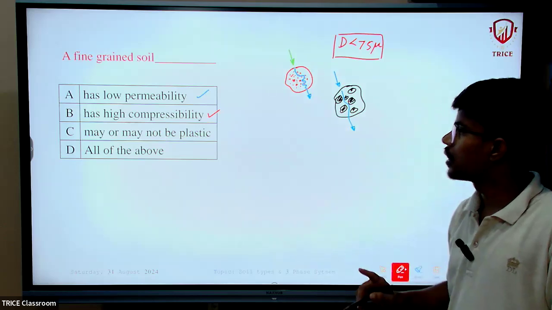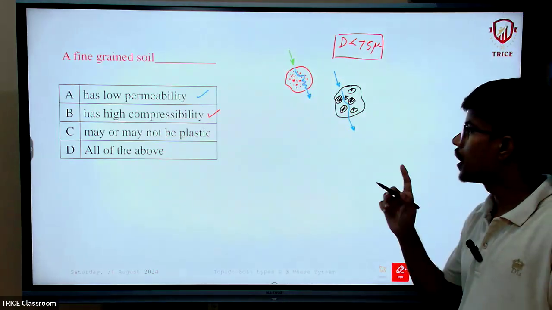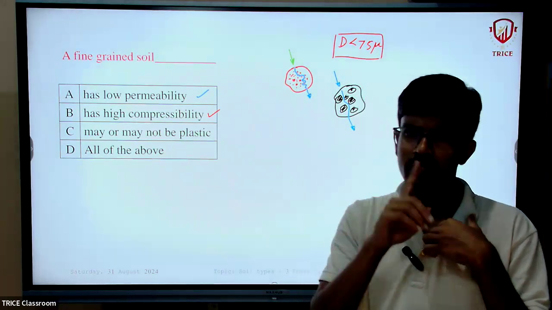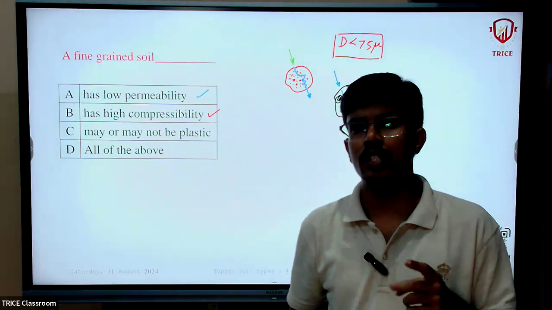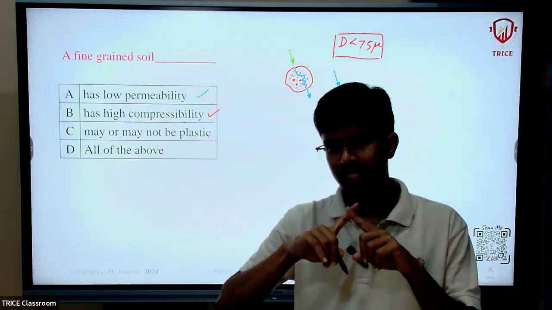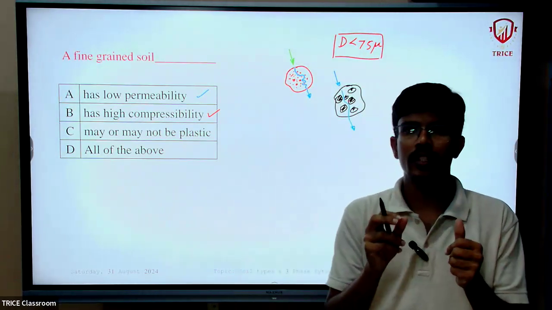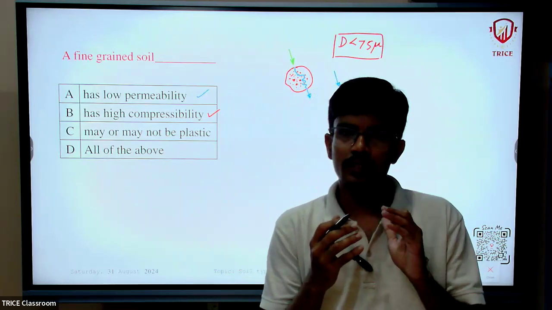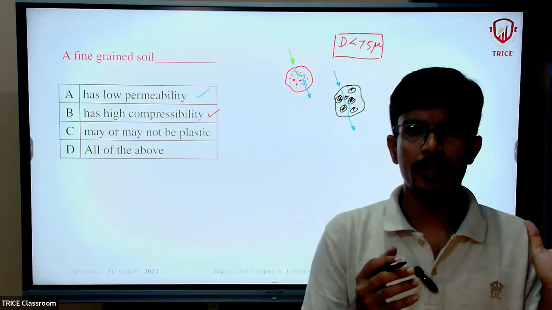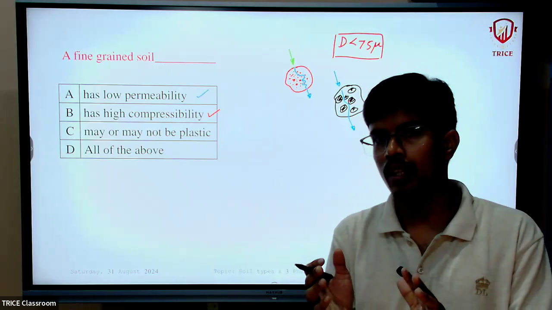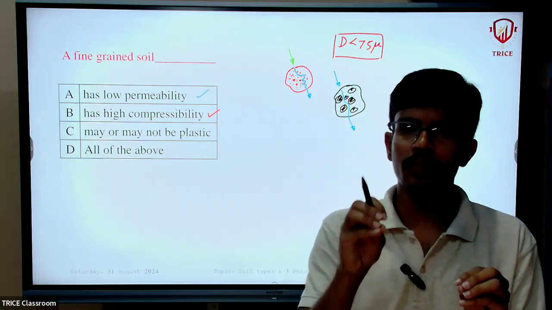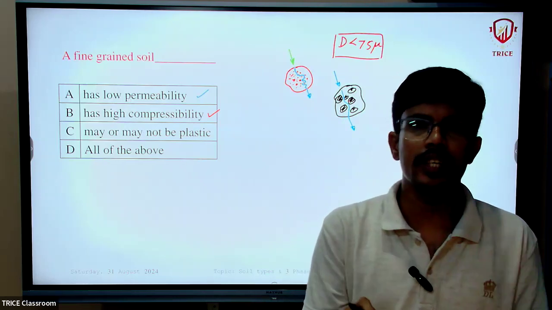Okay. The third option: it may or may not be plastic. As we know, the fine-grained soils may be silt as well as clay soils. The clay, as we know, has plasticity. If there is no plasticity, we call it sandy soils, even if the particle size is less than 2 microns, right? If the soil possesses plasticity, then only we call it clay. If not, we call it sandy soils.